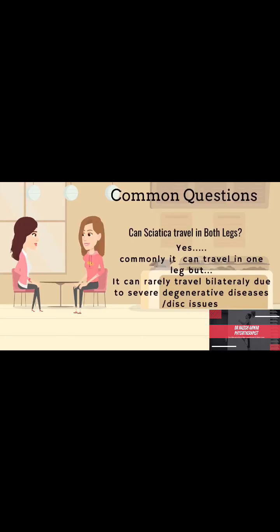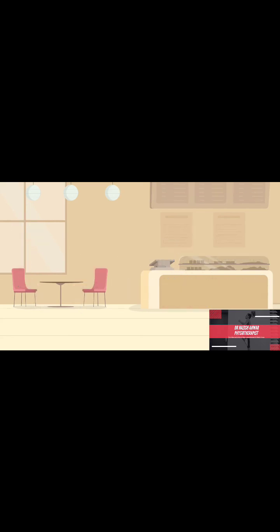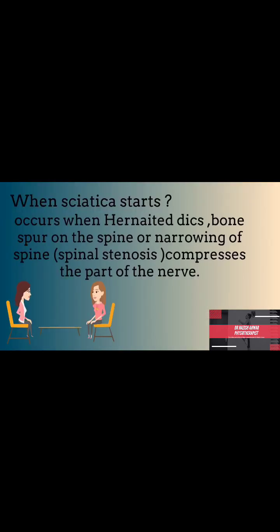Then we move on to some common questions people mostly ask about sciatica. The number one question is, can sciatica travel in both legs? Yes, commonly it travels in one leg, but it can rarely travel bilaterally due to some degenerative diseases and disc issues such as disc bulge, disc herniation, disc protrusion, spondylolisthesis, or a disc fracture.